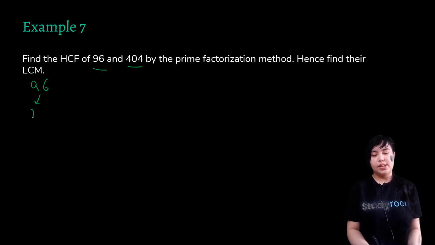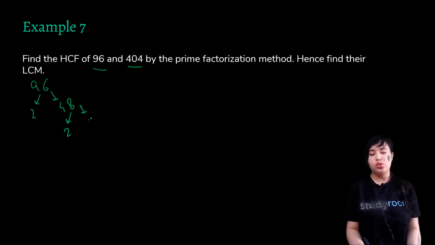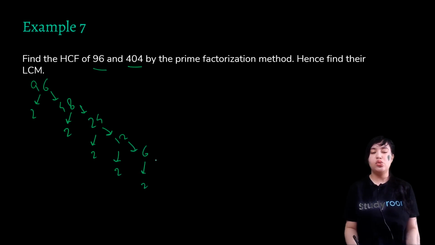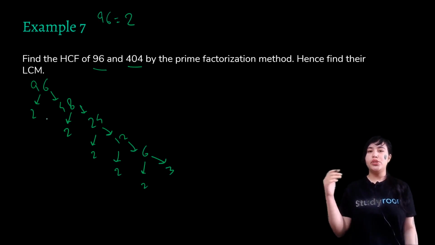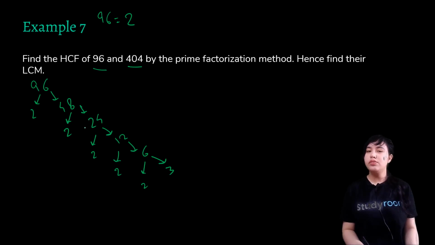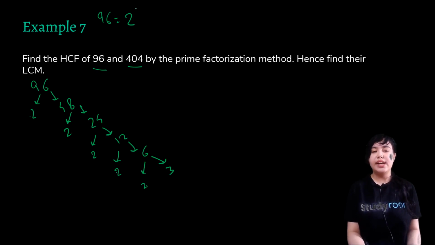So 96, it is 2 into 48. 48 is 2 into 24. 24 is 2 into 12. 12 is 2 into 6. 6 is 2 into 3. You can't go further. So we can write 96 as 2. Now don't write it 2 into 2 into 2. You are in grade 10 now. Make use of exponents. So how many times this 2 is repeating? 1, 2, 3, 4, 5. So you can write it as 2 to the power 5 into 3 to the power 1.